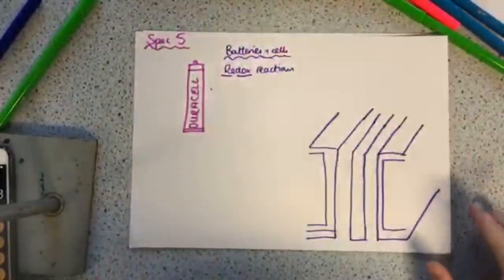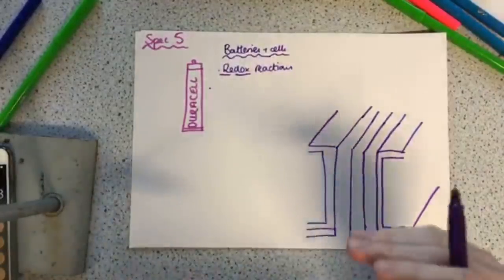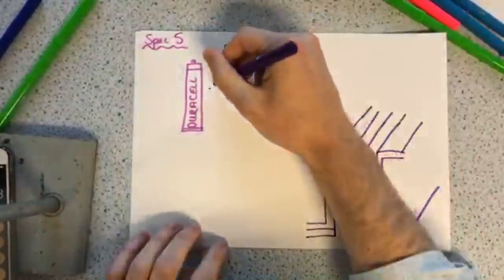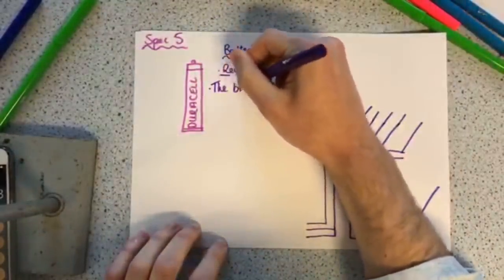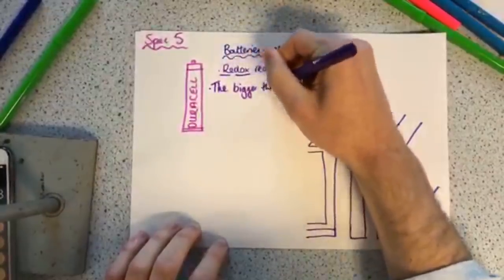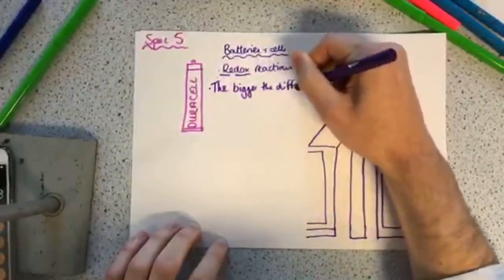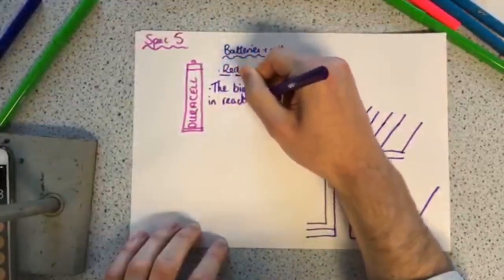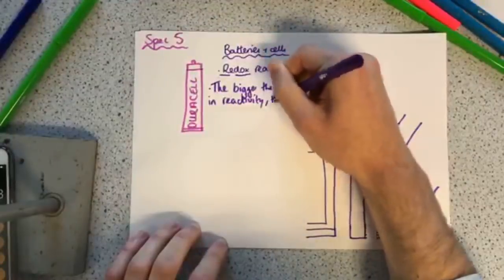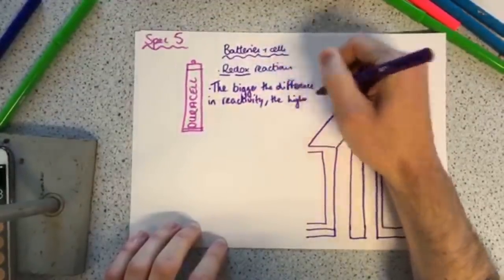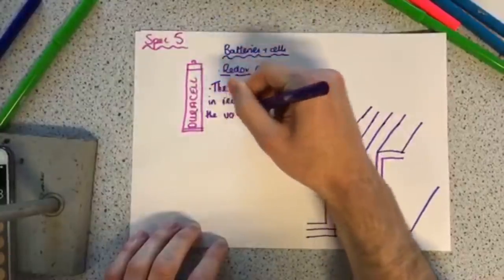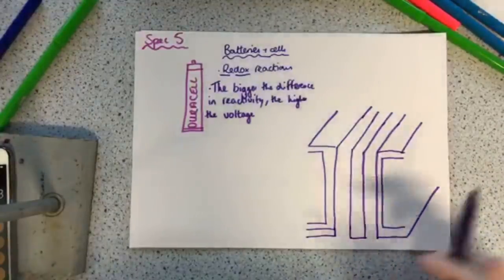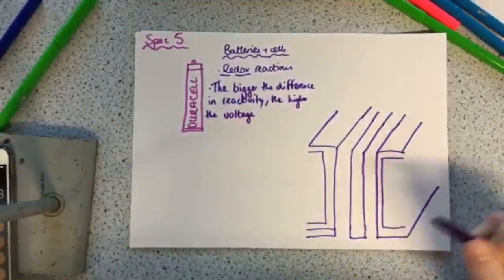Now, one thing that is important in a battery is that the difference in reactivity between the 2 metals present determines the voltage. So the bigger the difference in reactivity, the higher the voltage. So most batteries you're probably seeing on TV, those rabbits that run around, powered by batteries, use lithium. They're lithium powered.